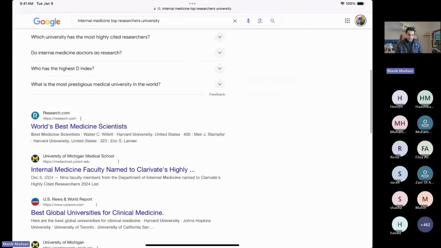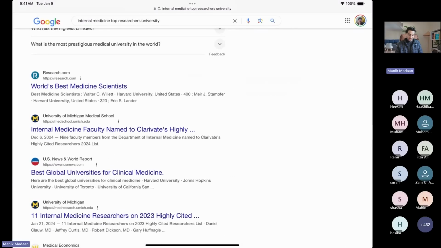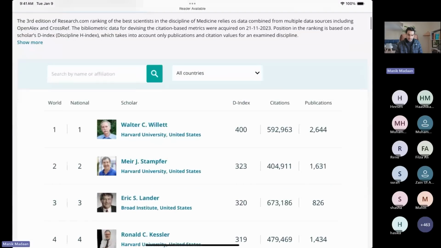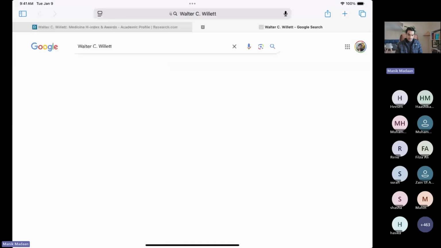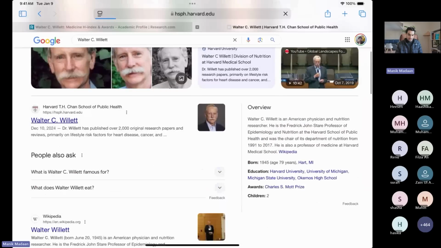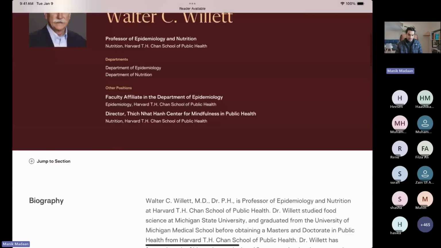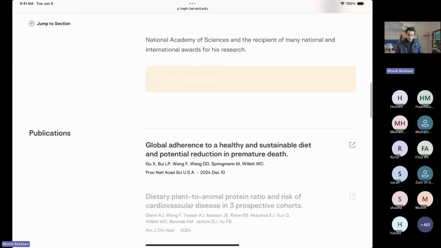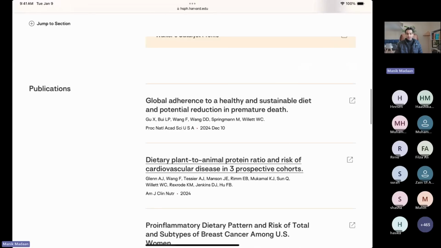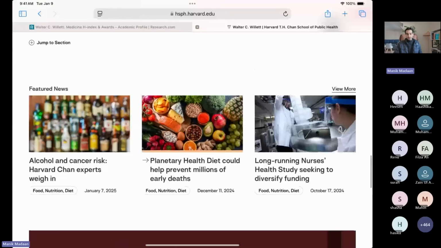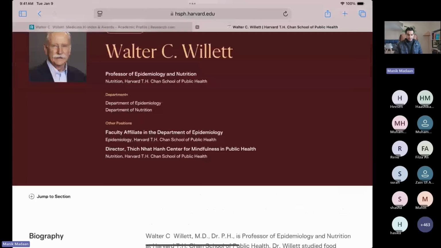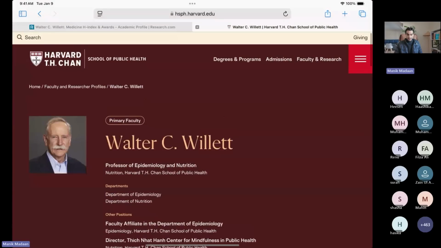Okay, so let's look at internal medicine. Let's go to the world's best scientist, Walter Willett, right? Let's go to his profile and see what he's doing. Okay, so Walter is at Harvard. So what research is he doing? He has these publications, right? I would look for his current grants that he's working on, which is not hard to find.